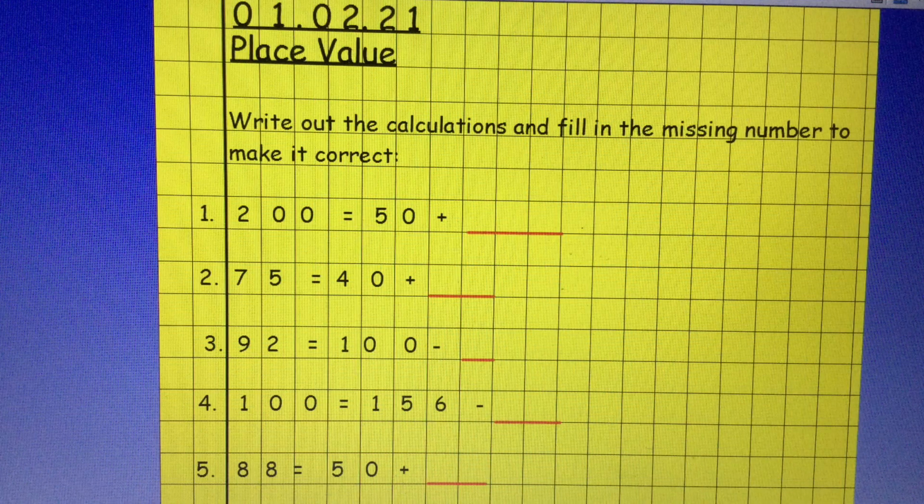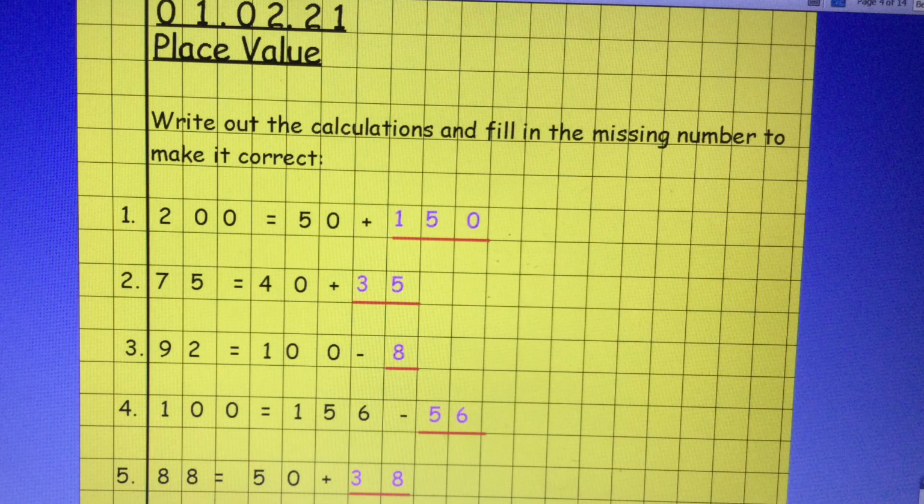For your place value activity today, you need to write out the calculations and fill in the missing number to make it correct. Pause the video now and have a go. And here are your answers for place value today. Pause the video now to mark your own.